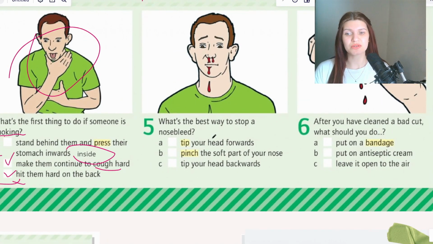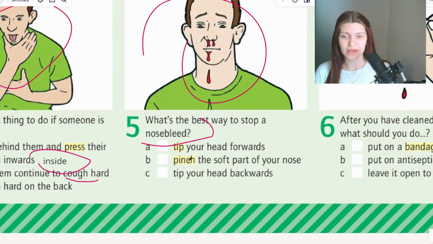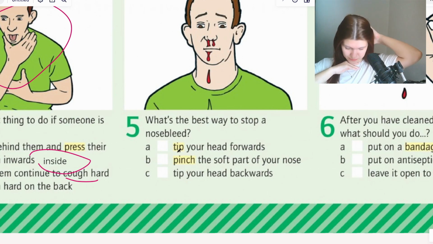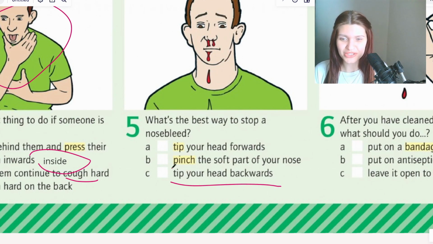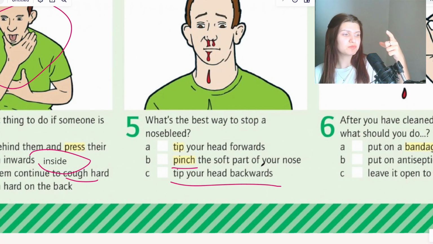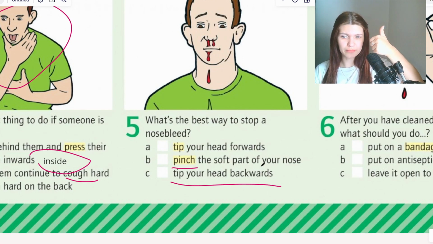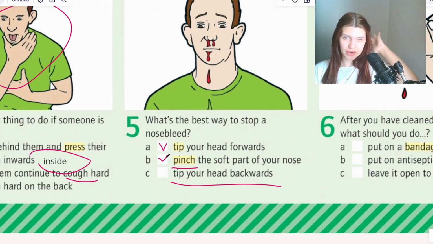Next, what's the best way to stop a nosebleed? A nosebleed, you can see in the picture. Tip your head backwards or forwards. Tip means move your head forwards, and tip your head backwards, move your head backwards. And pinch the soft part of your nose, the soft part, and pinch. Pinch means to hold something between your finger and the thumb, ущипнуть, something like that. I think we should do this one and this one. Tip your head forwards and pinch your soft nose, the first one, the second one. Yeah, let's continue.